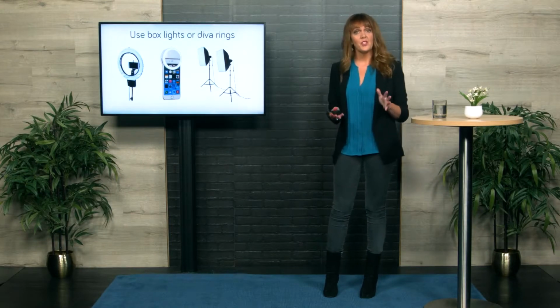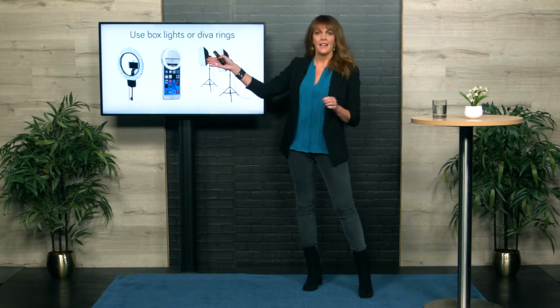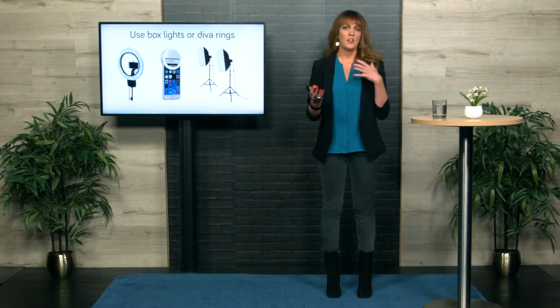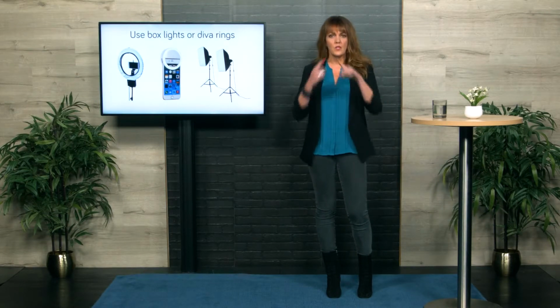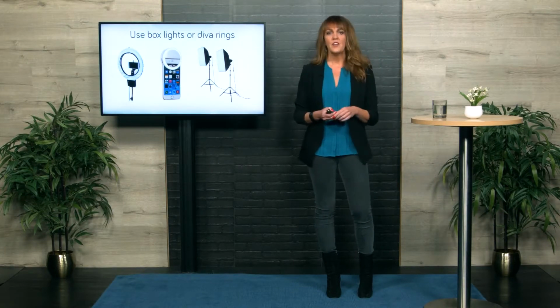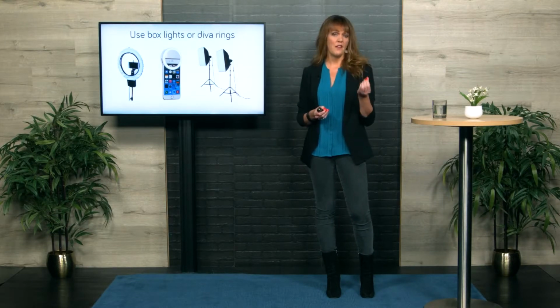So the other option too is what we call a diva ring, here on the left-hand side. And a diva ring is just simply what a lot of the bloggers, the beauty bloggers, use. It's a really clean light around your face, and you can set that up on a tripod, and you can stick your iPhone or your smartphone directly in the middle of that and use that.